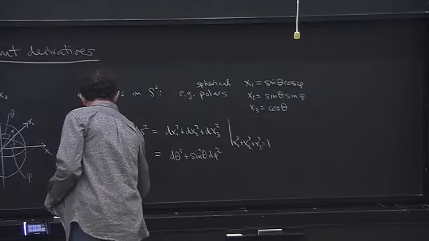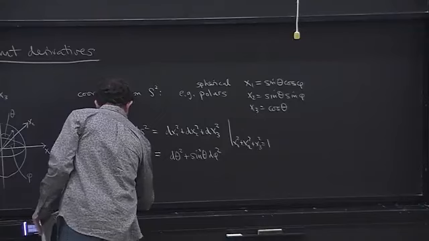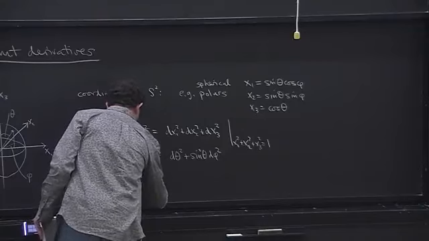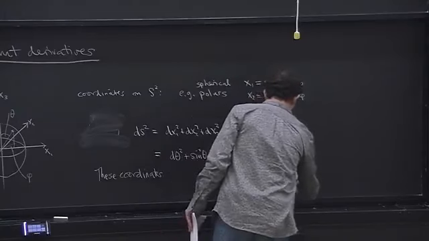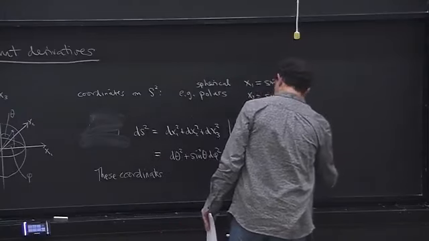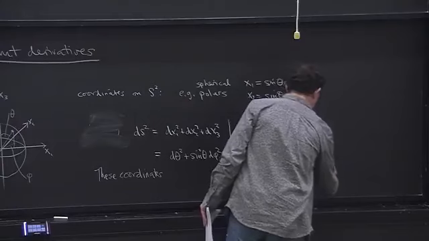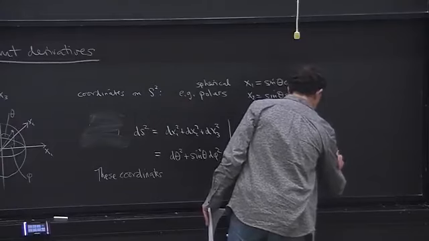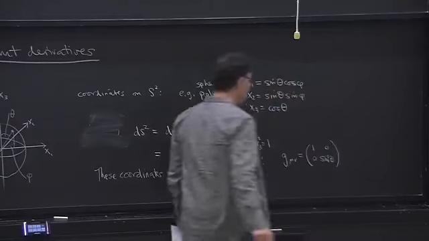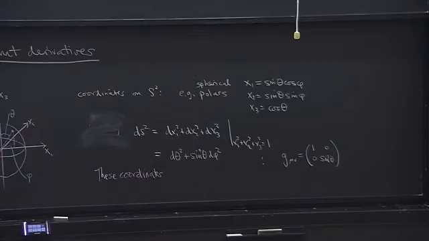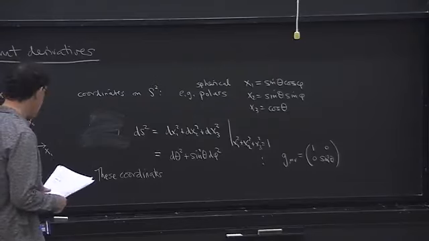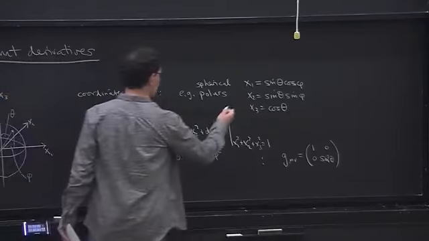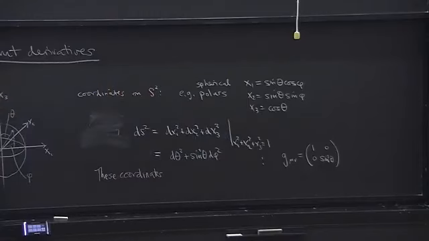Another way of saying it is that G mu nu is the 2 by 2 matrix, which is 1, sine squared theta, 0, 0. And you can calculate the connection and the curvature and everything for the sphere as a good exercise. Now, these coordinates have a problem. Can anyone tell me what the problem is?